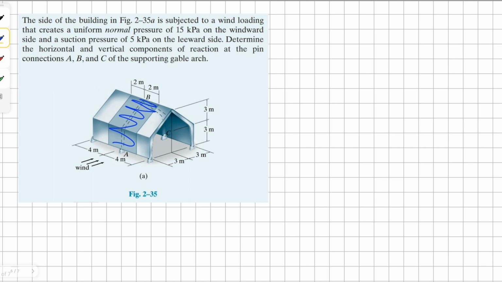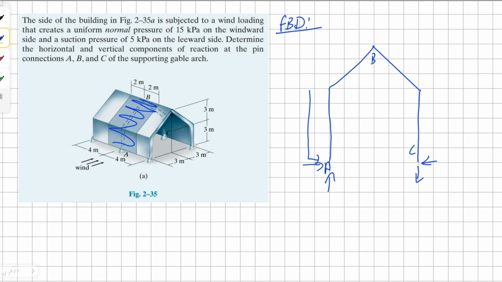First of all, to solve this, we need to draw the free body diagram of this structure. We know that there are going to be reaction forces at A and at C. We also know that there's going to be a uniform distributed load on the wall and the roof, and also on the leeward side as a suction.